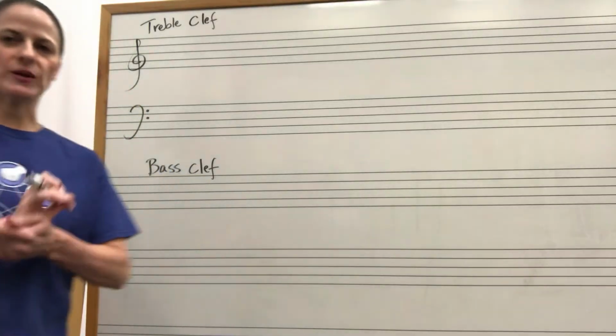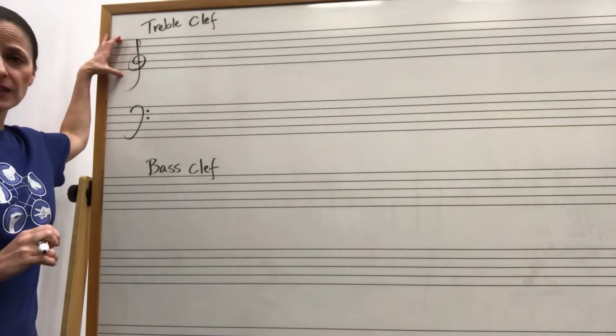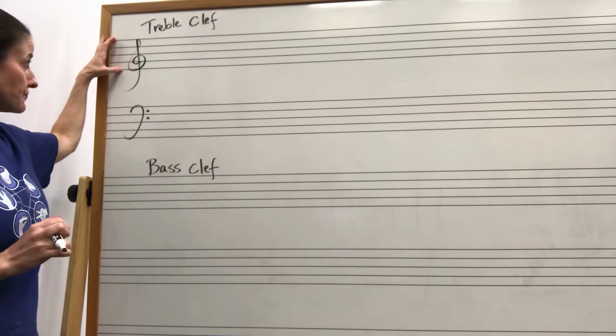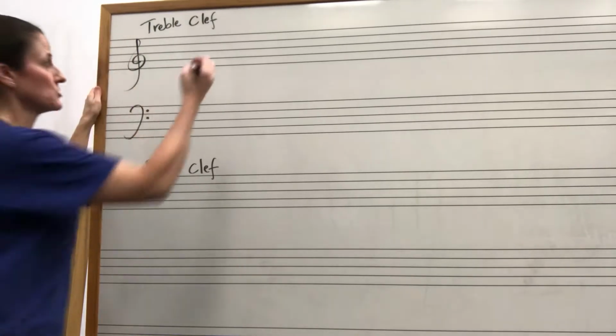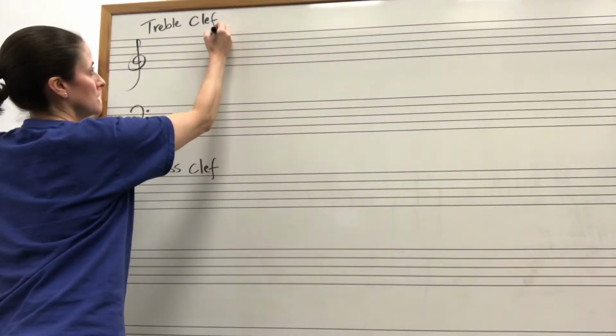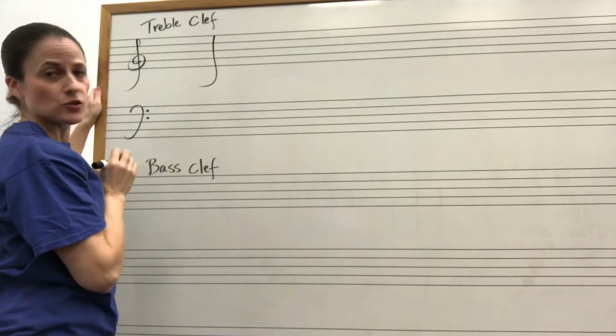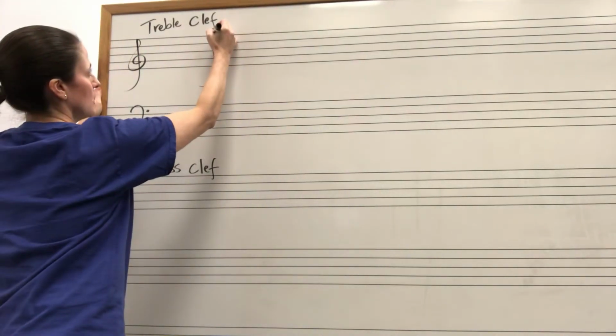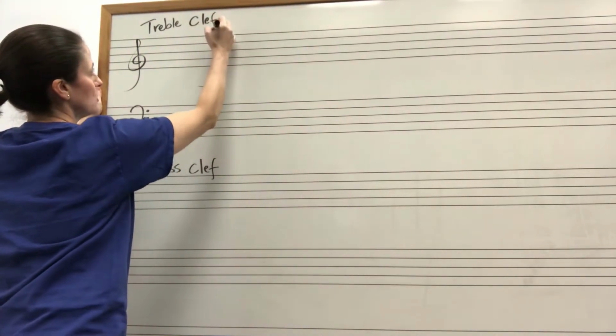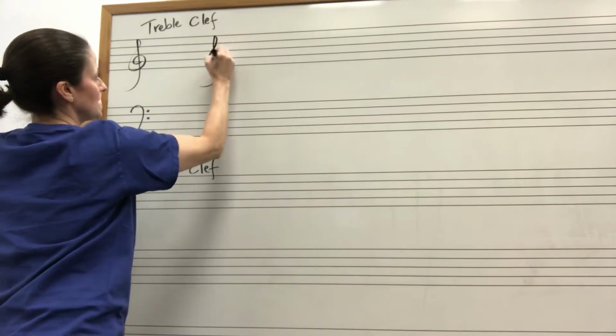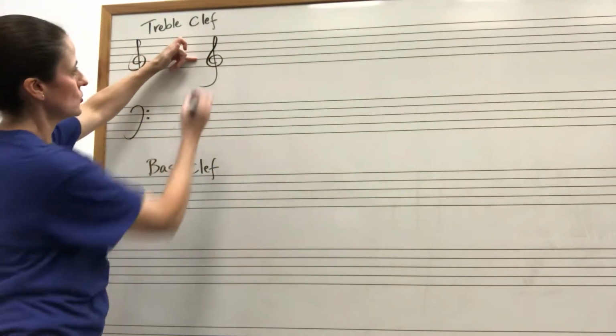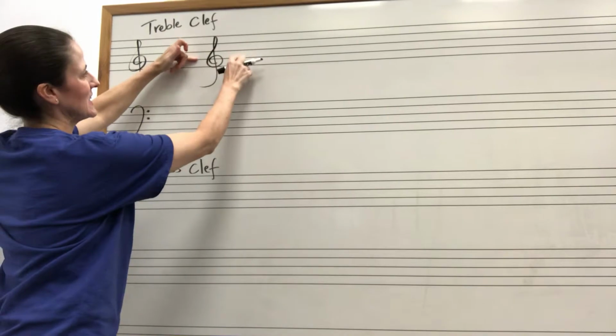Let's review clefs real quick. Our top clef is our treble clef. And again, if we were drawing it, we start on the top line, all the way down, do a little swoop, start back at the top. You're going to the right first, and then come back down, and then you're going to circle around the second line from the bottom.